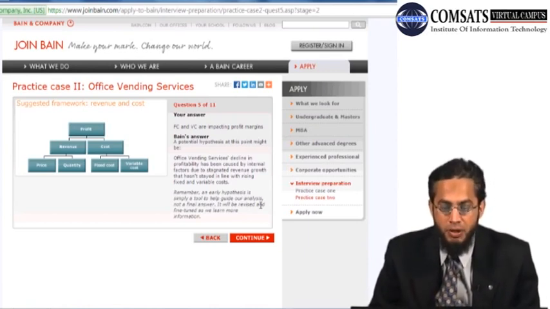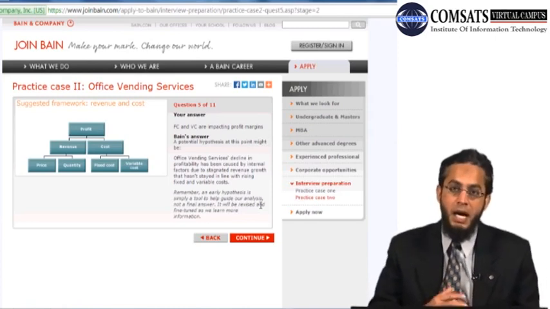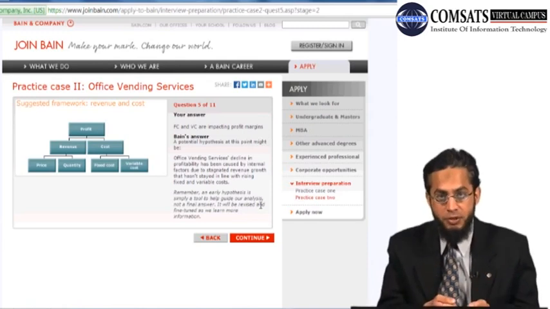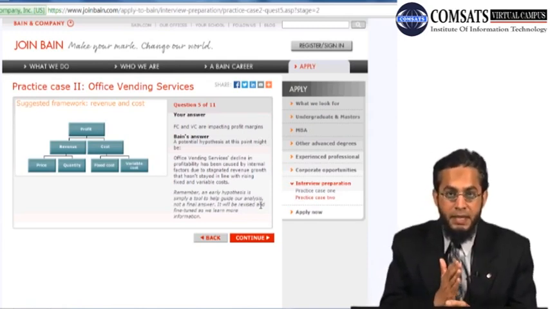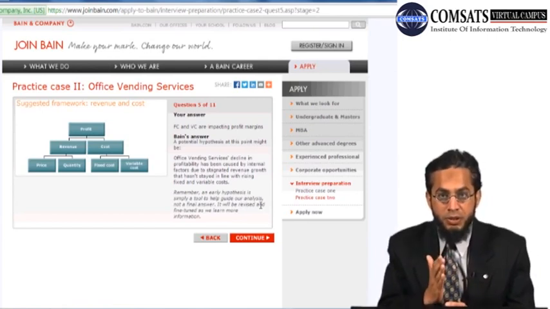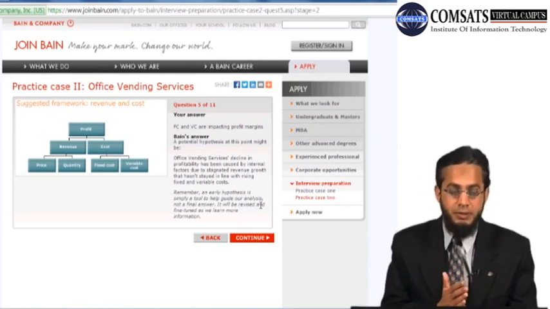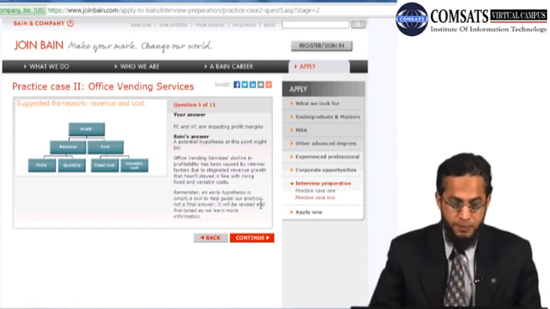Remember, an early hypothesis is simply a tool to help guide our analysis, not a final answer. So यहाँ से आपने hypothesis generate करके you create a guiding block for yourself, meaning to see and validate whether this conclusion is logically related or supported by the facts on grounds or not. It will be revised and fine-tuned as we learn about more information later.